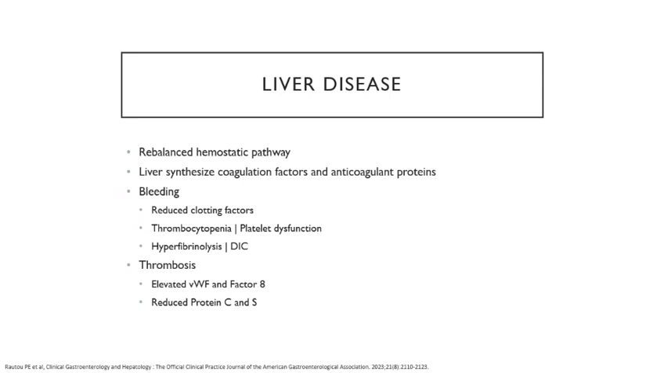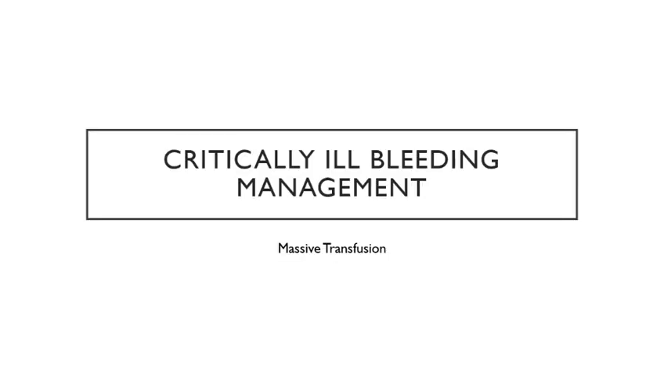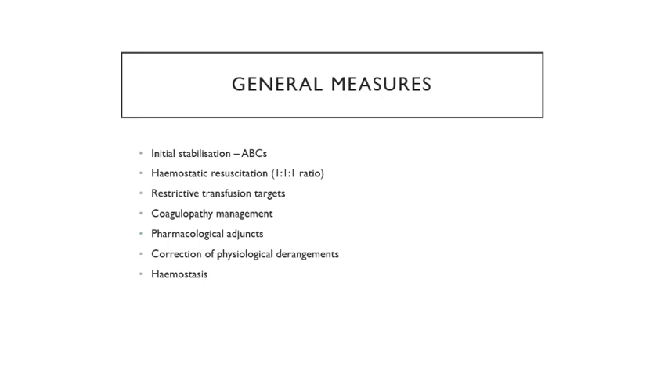Now, let us dive into the management of a critically ill bleeding patient with a brief look at the massive transfusion protocol. Management of a critically ill bleeding patient requires a structured approach. Initial steps include rapid assessment and stabilization of the patient, ensuring airway, breathing, and circulation are maintained. The massive transfusion protocol should be activated early, which typically involves the administration of red blood cells, fresh frozen plasma, and platelets in a balanced ratio to prevent coagulopathy.